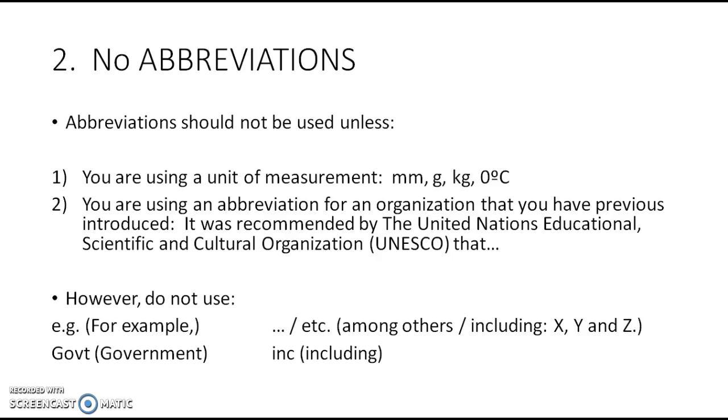However, I do not want to see you use e.g. Write for example, comma, as we talked about in the connectives lesson. We should not put etc. This means that we're giving a list of reasons or potential factors or potential causes and effects. So we can just say some potential causes are this, this, and this, among others, full stop.